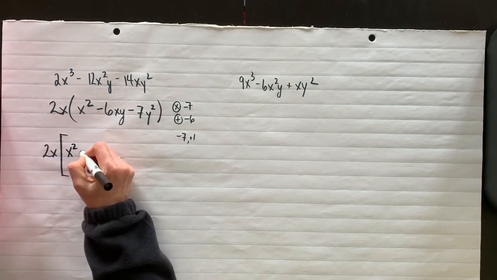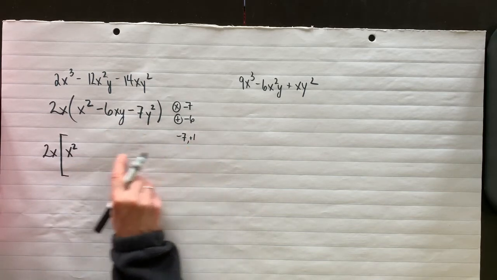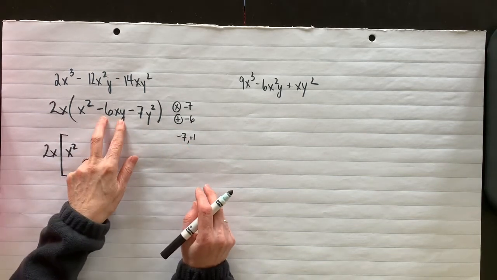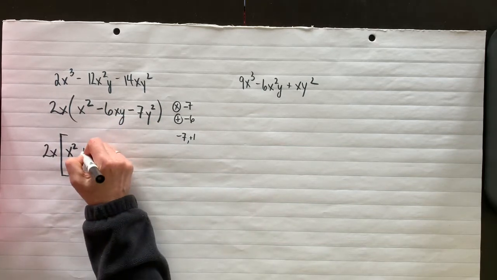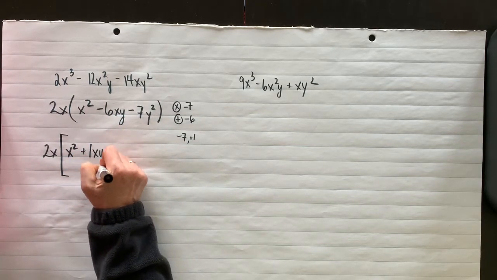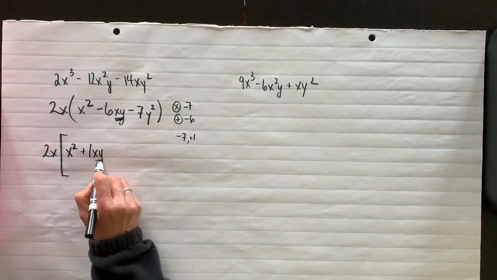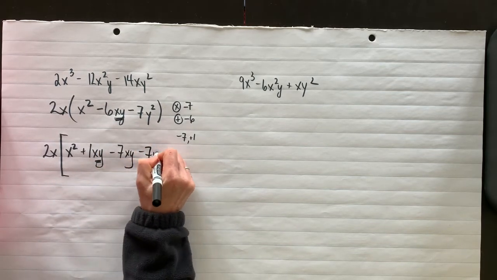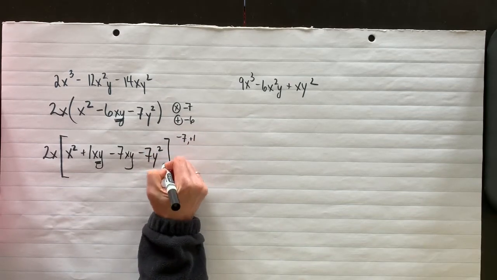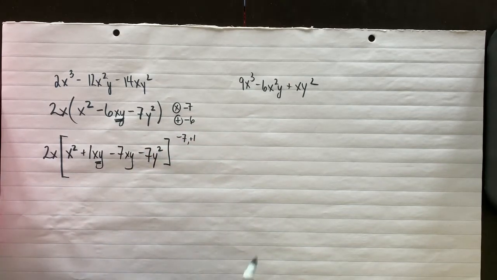So I'm going to put the 1 first, because if I look at these numbers, I could go 7, 1 or 1, 7. The 2 7s beside each other would be nice. So I'm going to say plus 1xy. This was xy. This has to be xy. Minus 7xy minus 7y squared. I'm going to decompose those terms.